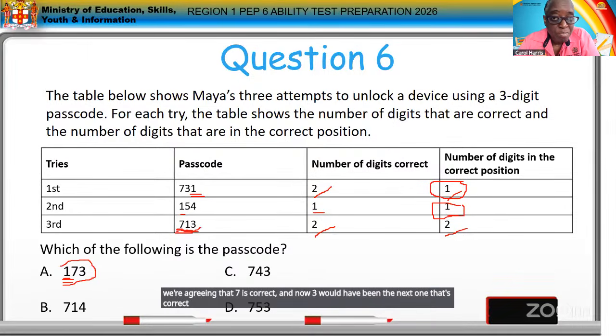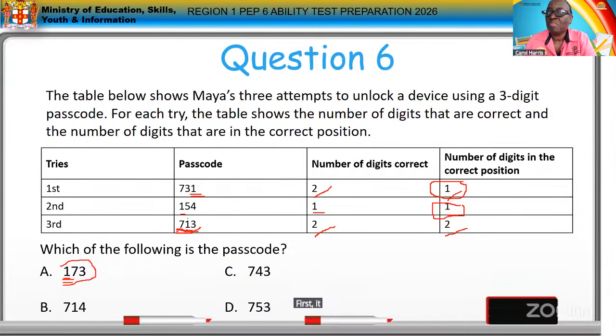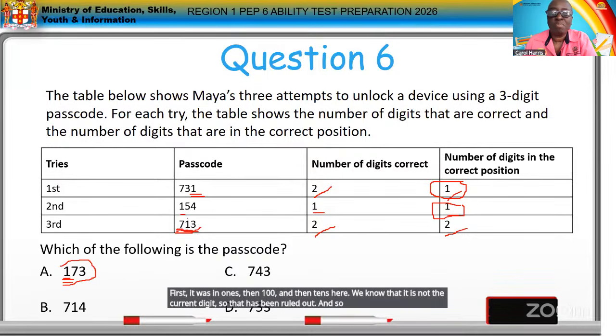And the fact that 1 would have been in different places all along and it's just not correct, you can see it's in 3 different positions. First it was in the 1s, then the 100s, and then the 10s here. We know that it is not the correct digit, so that has been ruled out. The next digit that would fall in place, if 7 and 3 are in the correct place, would be the digit 5. Hence we come up with the answer 753.